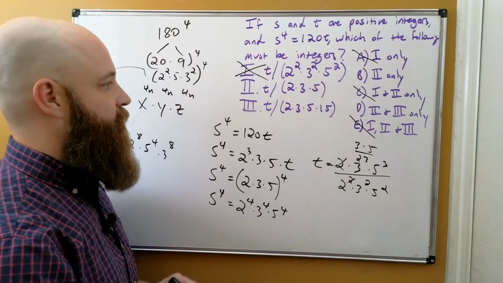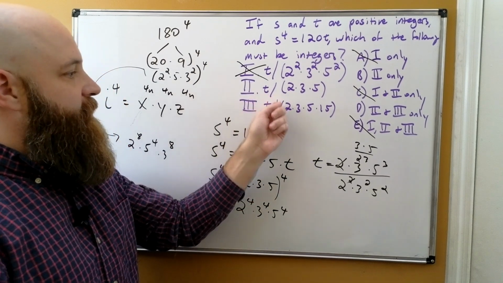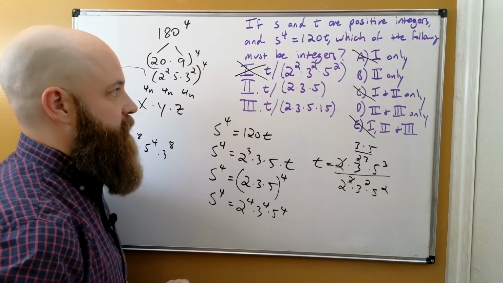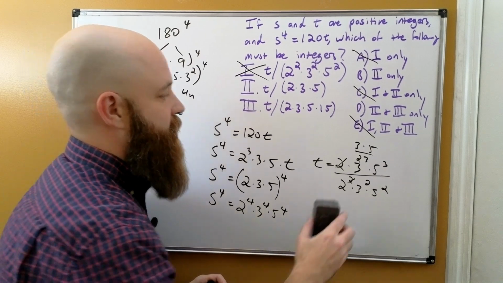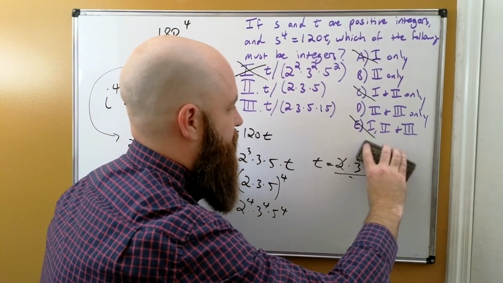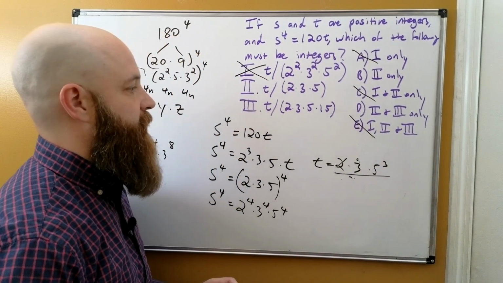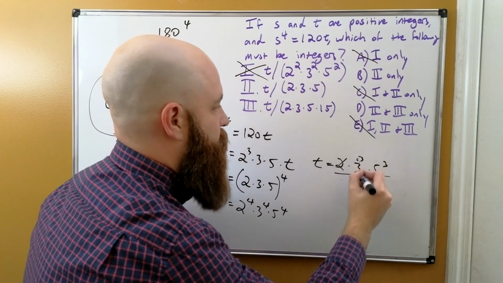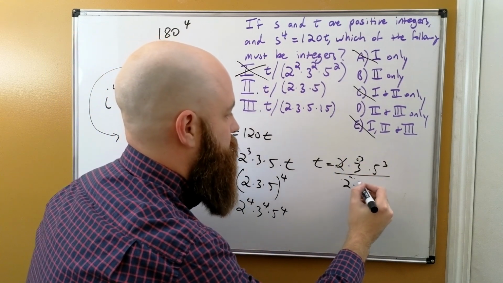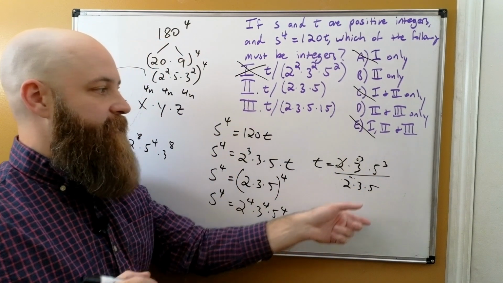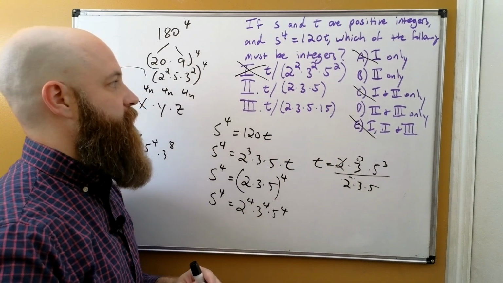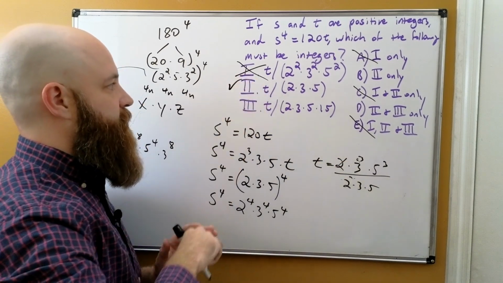Okay, is it 2 only or 2 and 3? Well, does t, here's my value of t, does it have to be divisible by 2 times 3 times 5? Yeah, looks like that's going to check out, right? Because I have 2, 3 cubed, 5 cubed, 2 times 3 times 5. It can accommodate that. I'm going to end up with an integer. So this yields an integer.